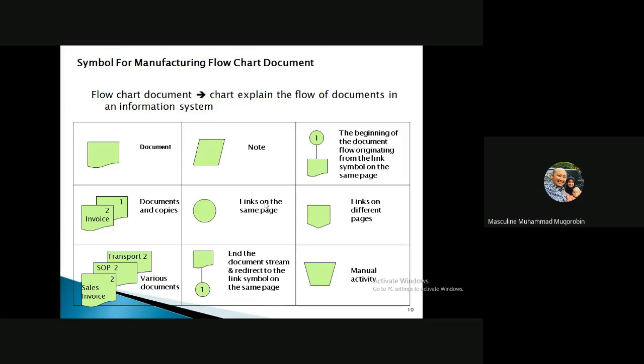The beginning of document flow originating from the link symbol on the same page represent the beginning connection of the data flow at the same page. Document and copies represent the document and its copy. Link on the same page indicates that the flow continues where the matching symbols containing the same letter has been placed at the same page.